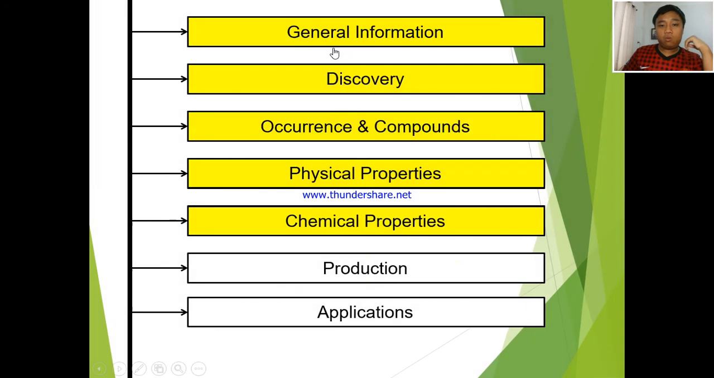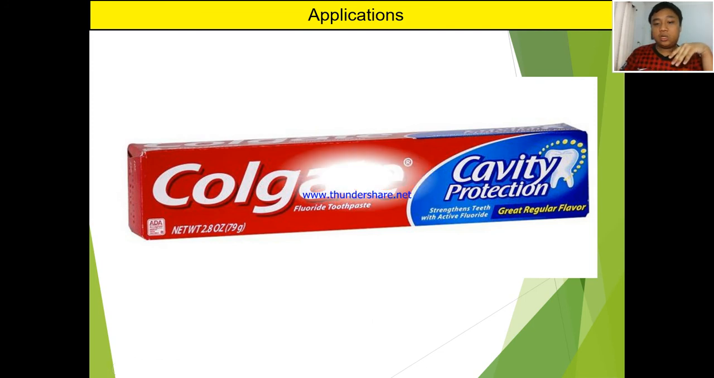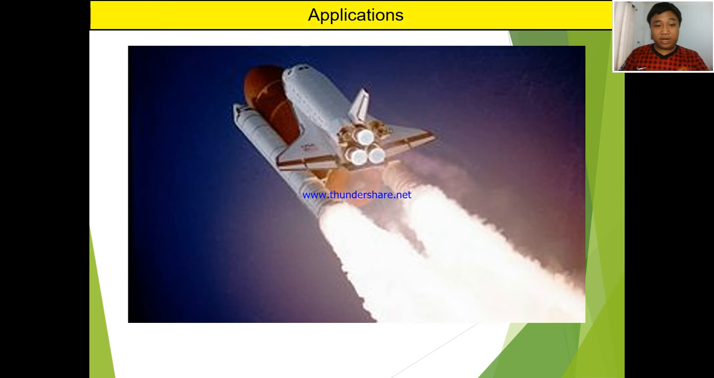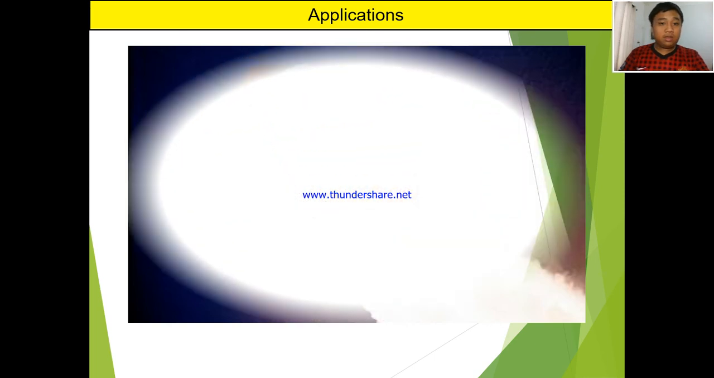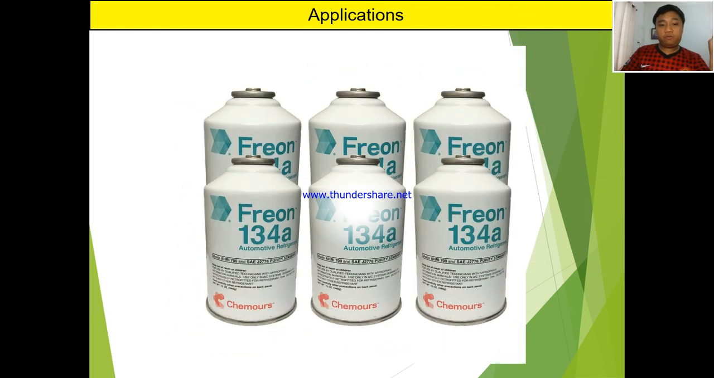And finally, what are the applications of fluorine? So, the most familiar use is to create toothpaste or rocket propellant. It can also be used to create Teflon, which is a material to make tapes or non-stick frying pans, and also Freon, which is used in air conditioners or refrigerators.